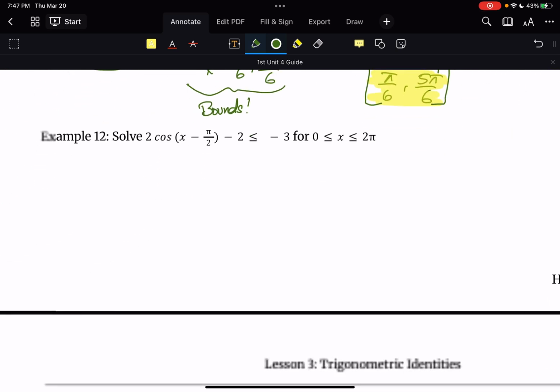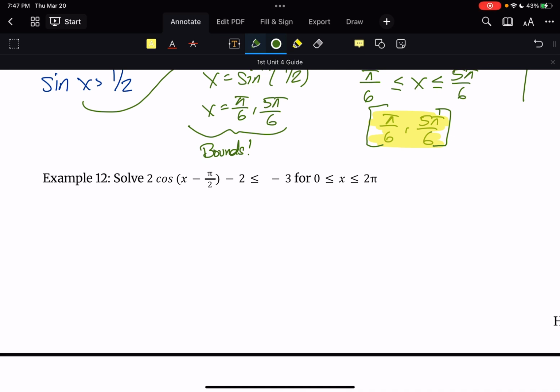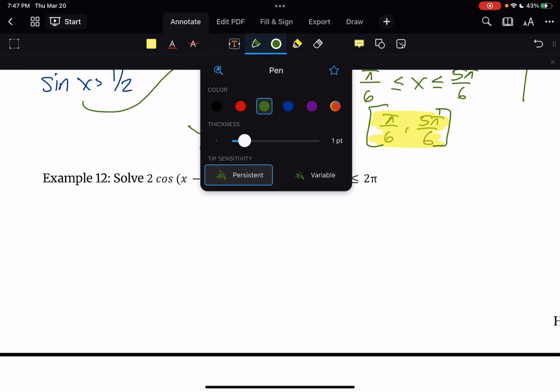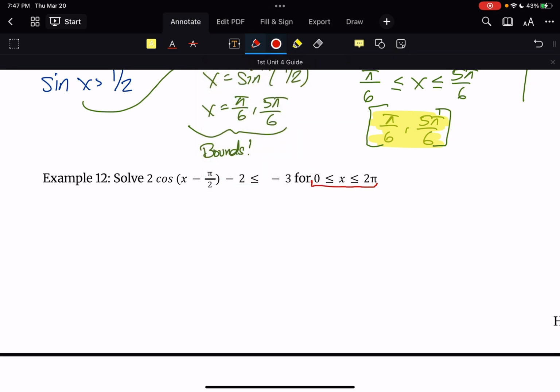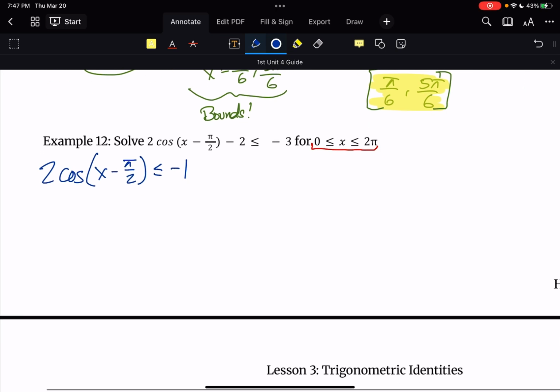Okay. So last one, I have 2 cosine of x minus pi over 2 minus 2 is less than or equal to negative 3, for 0 is less than x, which is less than or equal to 2 pi. So same thing, I'm going to start by isolating cosine. So I'm going to add 2 to both sides. So I get 2 times the cosine of x minus pi over 2 is less than or equal to negative 1. I'm going to divide by 2. So I get the cosine of x minus pi over 2 is less than or equal to negative 1/2.